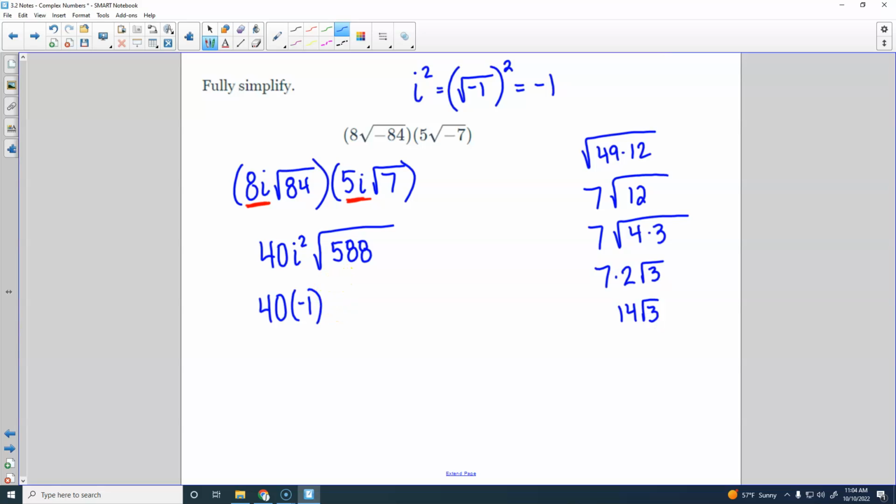So in this particular case, you're getting numbers that are large enough, like 196 being 14 squared. You probably don't have that memorized. It might actually be better to break this down and then break it down again for that. So 40 times negative 1 times 14 is going to give you negative 560 times the square root of 3.